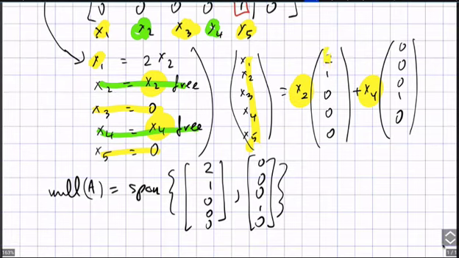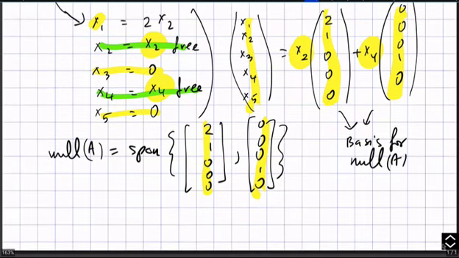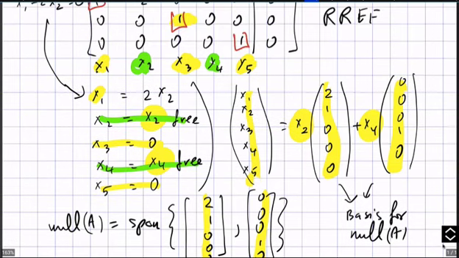And then from there, we get the basis of the null space from these two vectors. That means that these two vectors span the null space. I didn't write down that this is also a basis for the null space. And this is it. 3 different concepts require reduced row echelon form, or at least echelon form: columns, rows, and the null space.